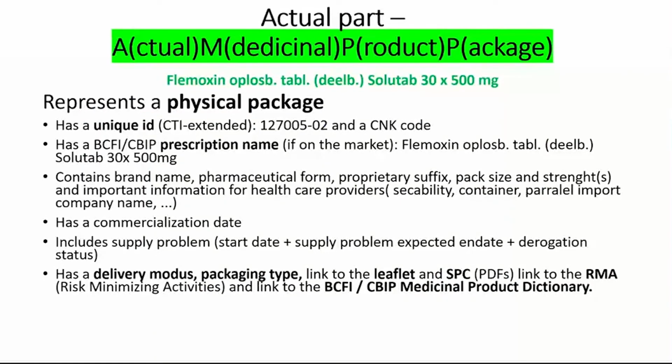Okay, actual medicinal product represents a physical package, has a unique ID, has a prescription name, contains brand name, pharmaceutical form, proprietary suffix, package size, and so on and so on. Has commercialization data, includes supply problems, includes every delivery problems. It can be used for everything that is factual on the package level. Next slide.